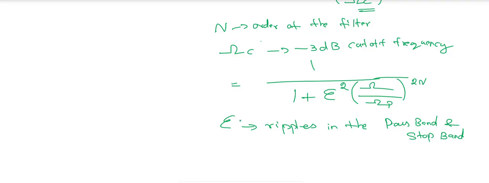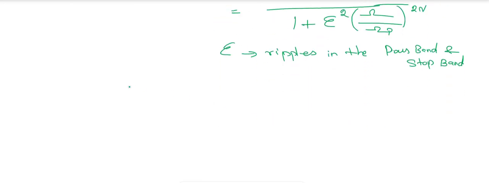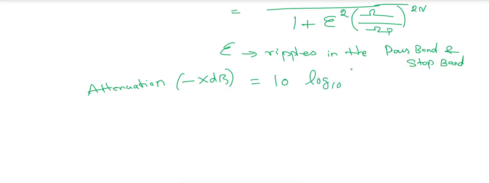So now attenuation. So many parameters, and in different books, different notations are used. So we'll discuss one by one. Attenuation can be defined using log 10 of the magnitude squared response. If you take 10 log 10 of the magnitude squared response, it will be the attenuation.